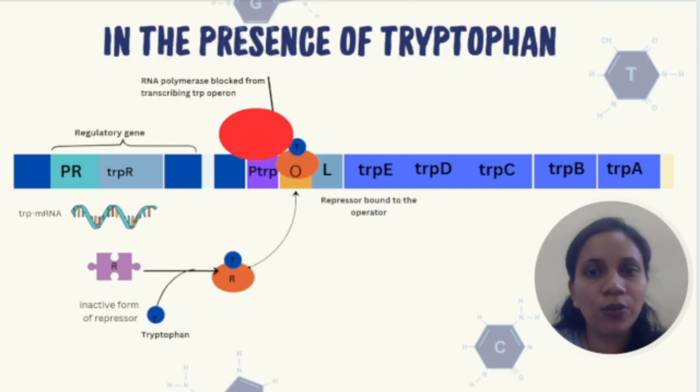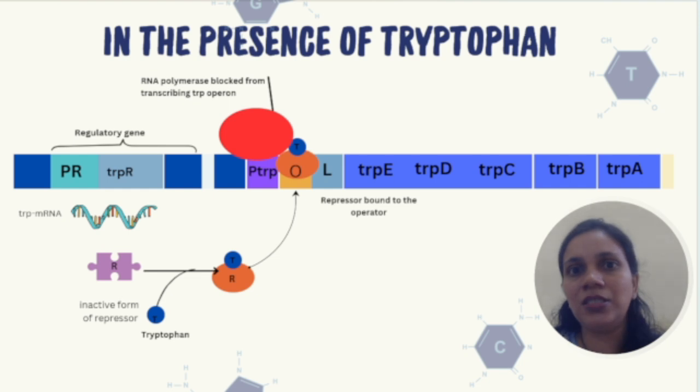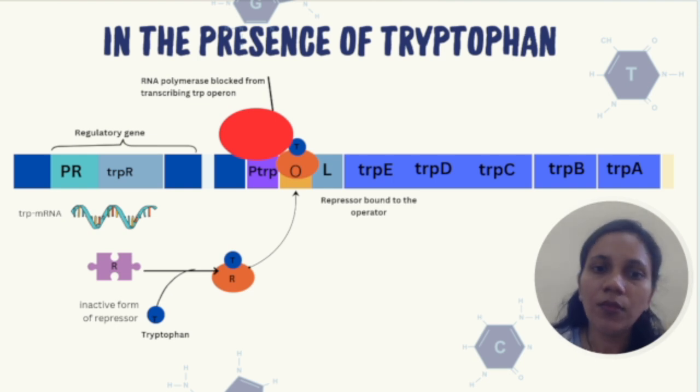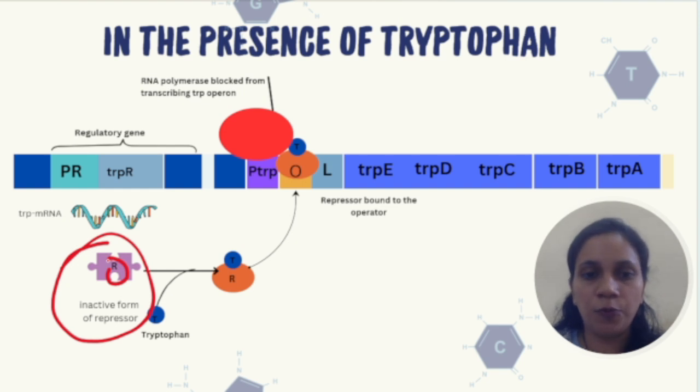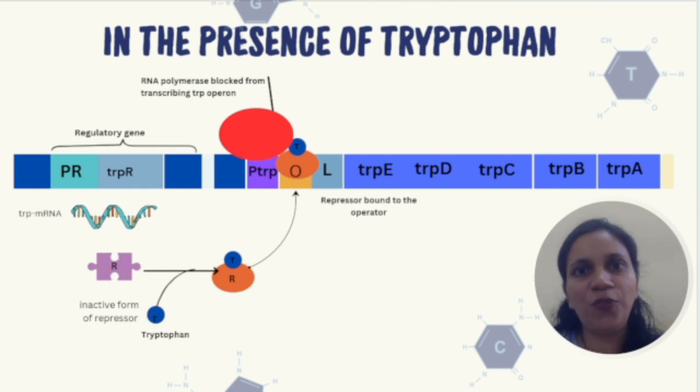So the E. coli knows that, okay, it is already present in the medium. Why should I spend my energy in synthesizing that tryptophan? So rather, this repressor will anyways be produced over here. So tryptophan will go and bind onto this inactive repressor. Let's see what happens in presence of tryptophan.